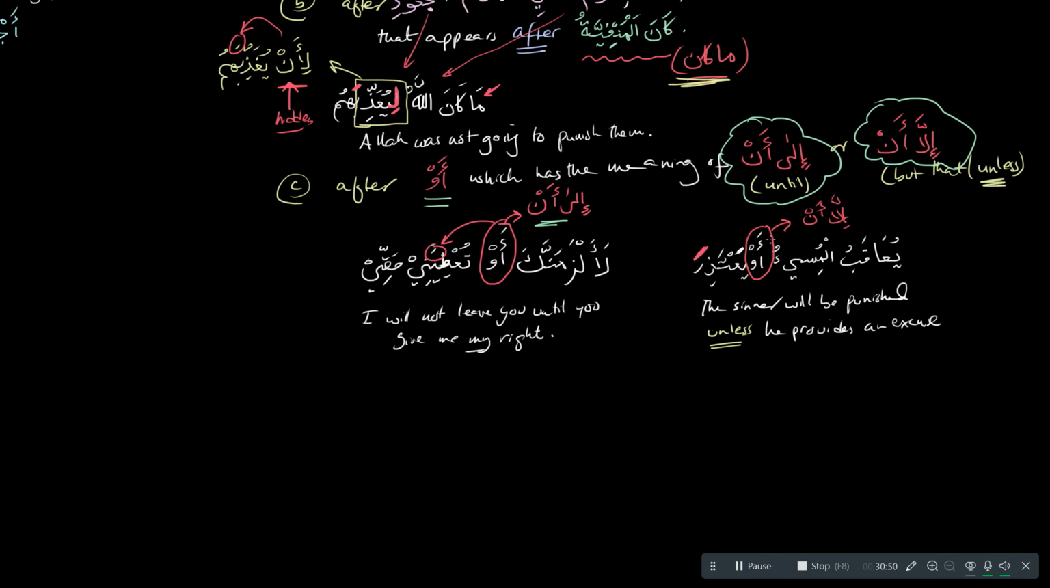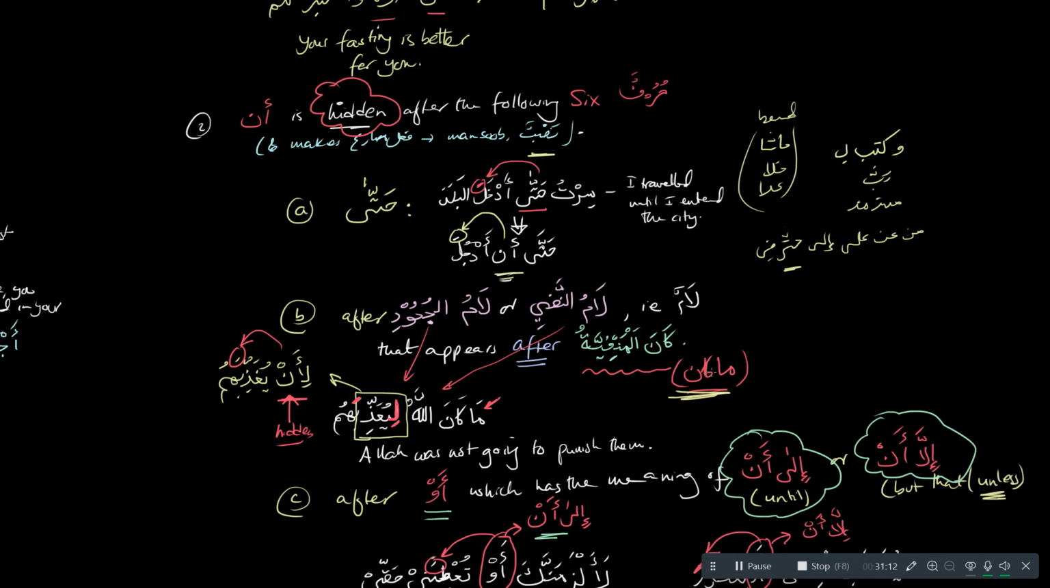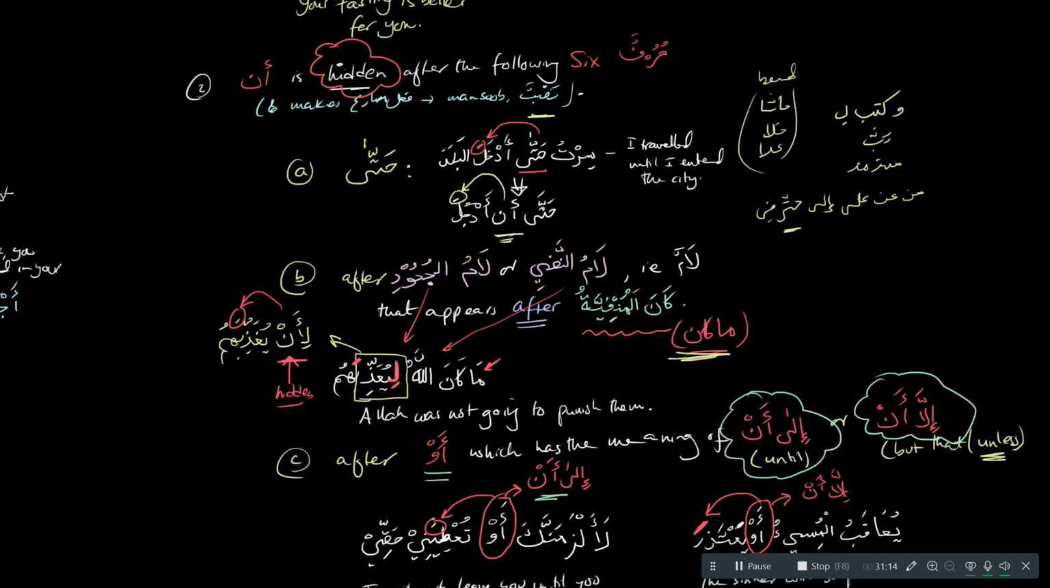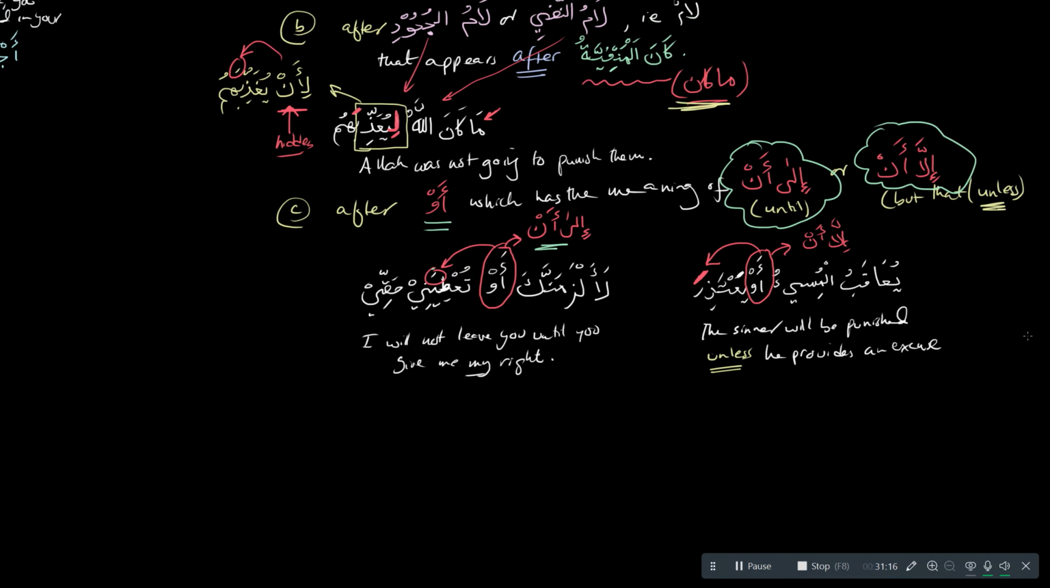So there are three circumstances of hidden أن. We're talking about this hidden أن category here. Hatta, and after lam al-juhud, the lam of negation that appears after kana, manfiyyatun ma kana, the lam that occurs after ma kana. And then the special circumstance of أو, where أو has the meaning of إلى أن or إلا أن. We got that.